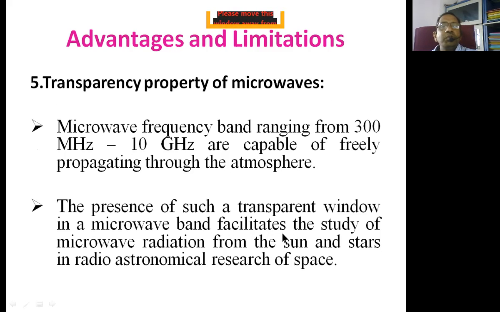And the next one is the transparency property of microwaves. The microwave frequency band ranging from 300 megahertz to around 300 gigahertz is capable of freely propagating through the atmosphere. So this is 10 gigahertz up to a maximum of usually 300 gigahertz. The ranges normally vary based on the basic application which we deal with. So don't get confused with this range.